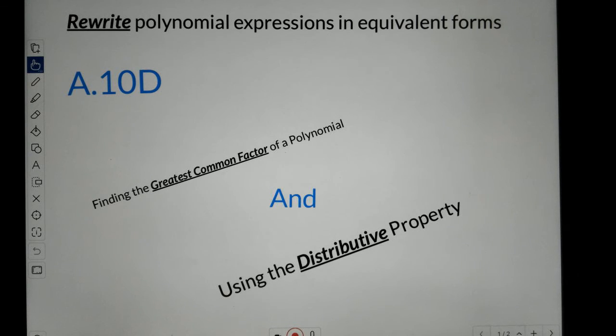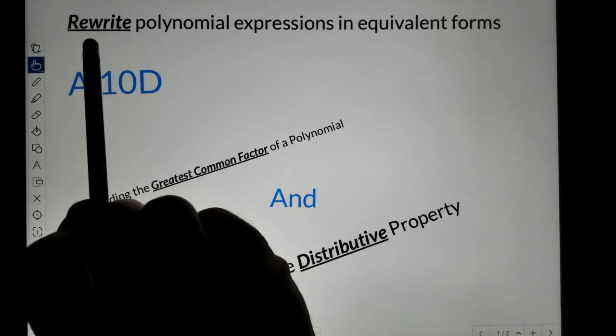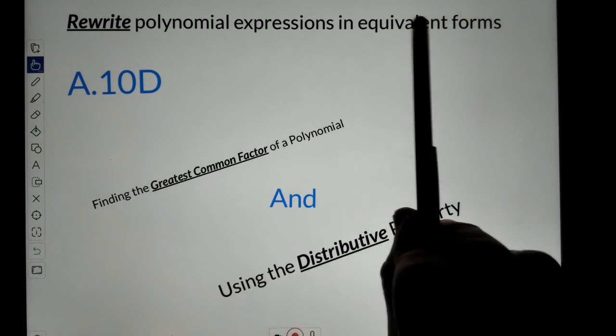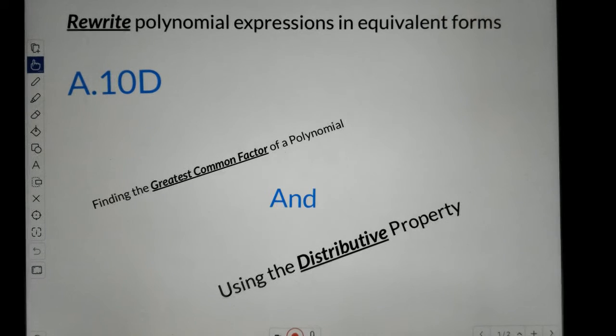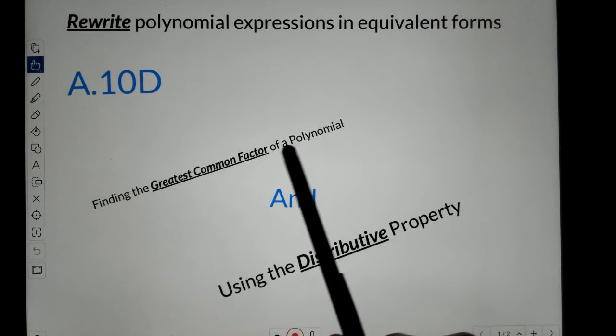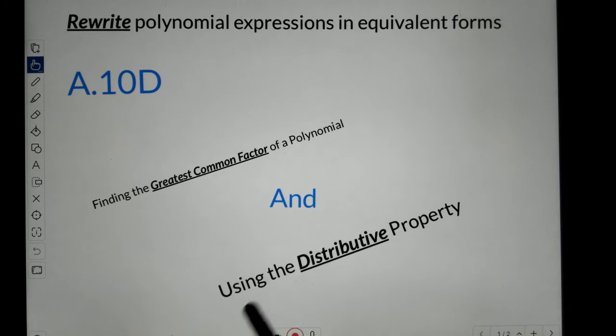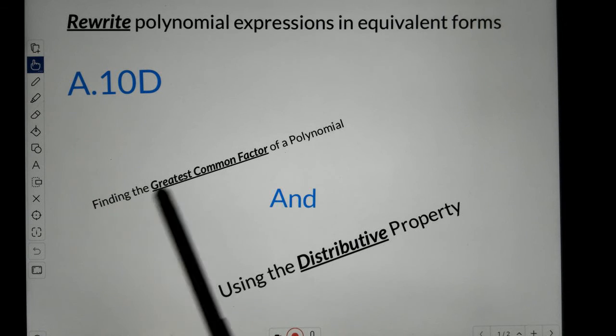In this video lesson, we will rewrite polynomial expressions in equivalent forms. To do so, we will be finding the greatest common factor of a polynomial and using the distributive property. In this first video lesson, we are going to be finding the greatest common factor. So let's take a look at some examples of doing exactly that.